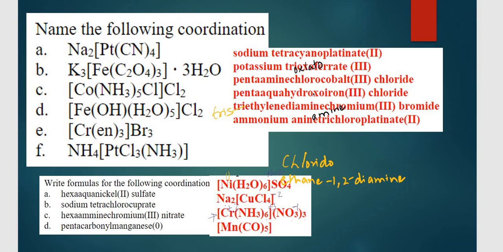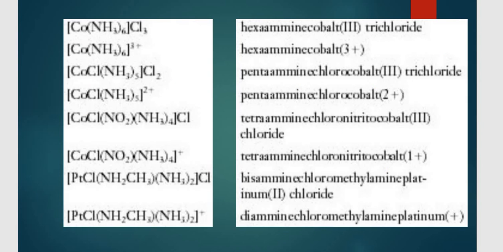So just check out the oxidation number. That will help you to decide how many ions will be there outside the bracket. That is the primary valency. Otherwise, it's very easy. Check out these. If you find any problem, we'll discuss it.